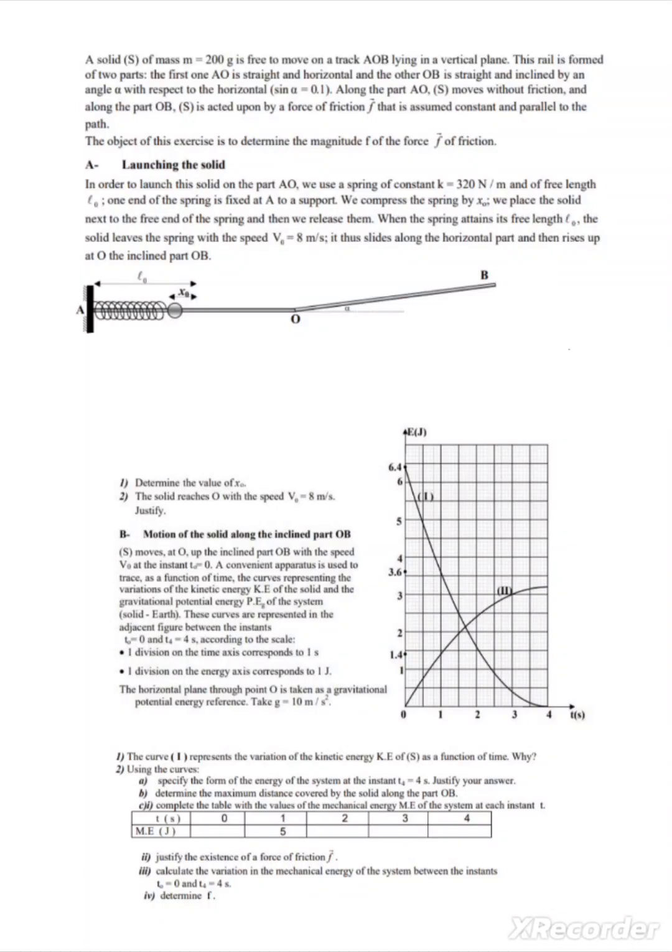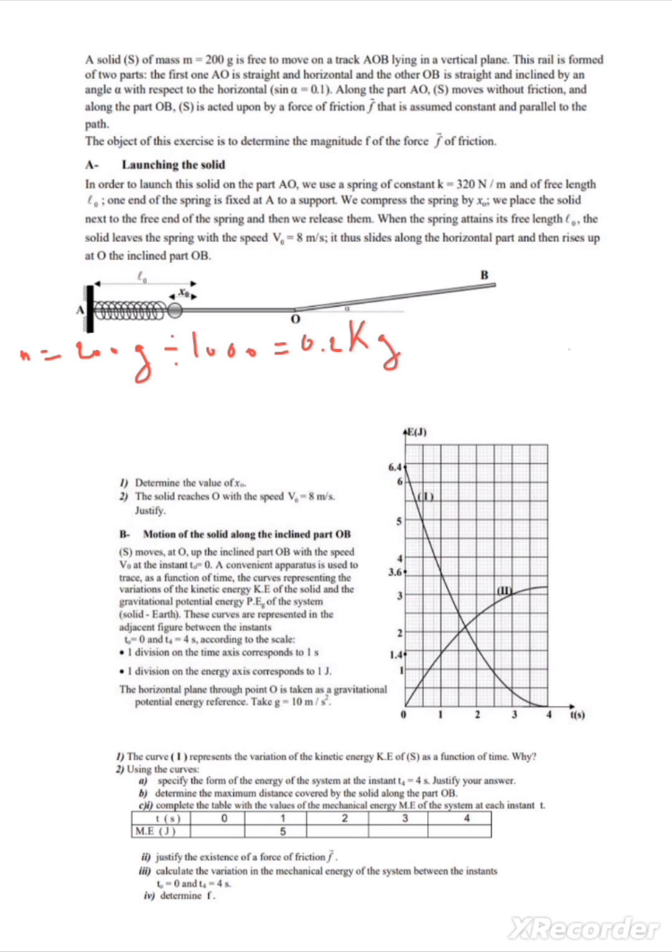Let S of mass m equal 200 gram. We must convert the mass from gram to kilogram by dividing by 1000, so m equals 0.2 kilogram.